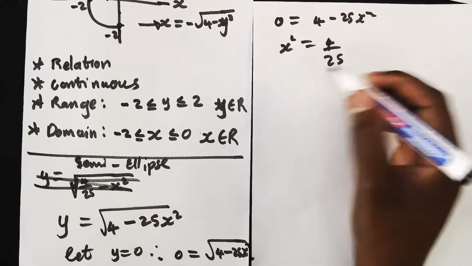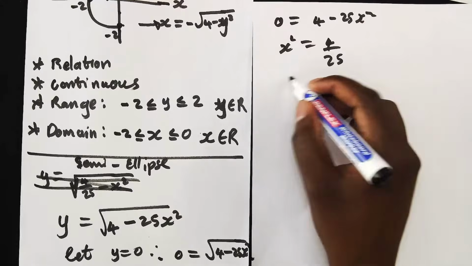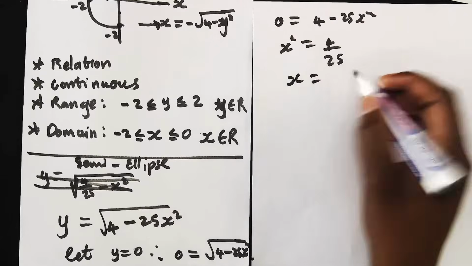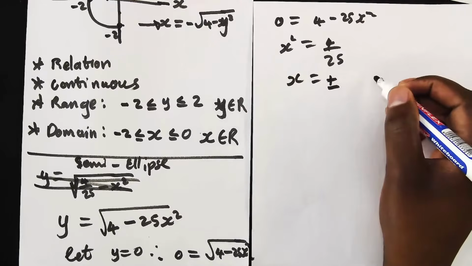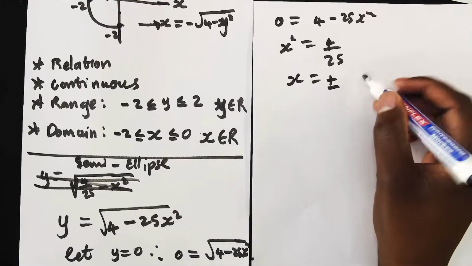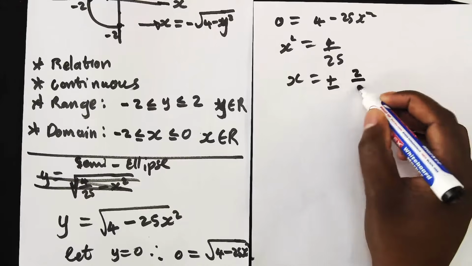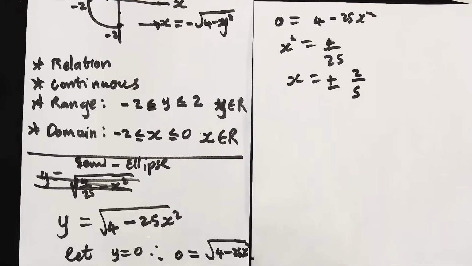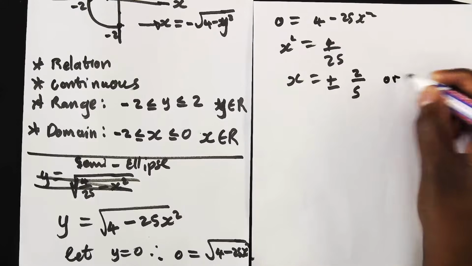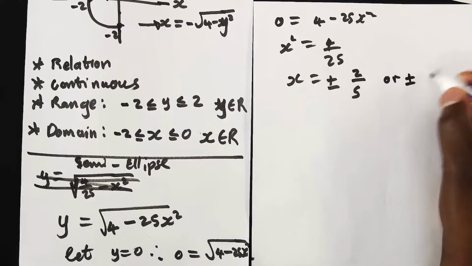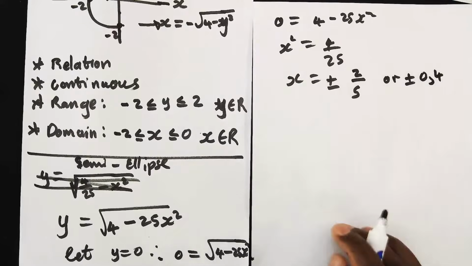And then we square root on both sides, putting a plus or minus. x is going to be plus or minus what? 2 over 5. So it's plus or minus 2 over 5, or it's 0.4, right? So 2 over 5 or 0.4, plus or minus 0.4.